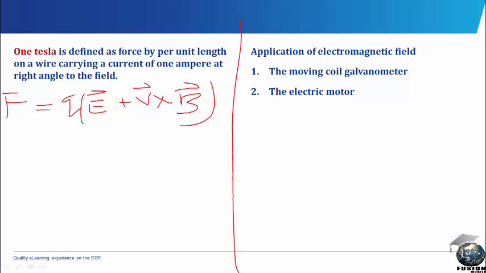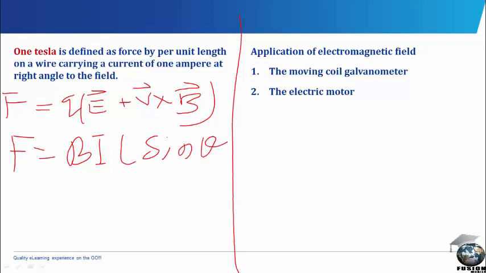And resolving this, it brings a new equation which is F equals BI, where I now is current, L sine theta. Force equals BIL sine theta. Taking it from that point, we can now talk about applications of electromagnetism. First, we have the moving coil galvanometer, we have the electric motor.